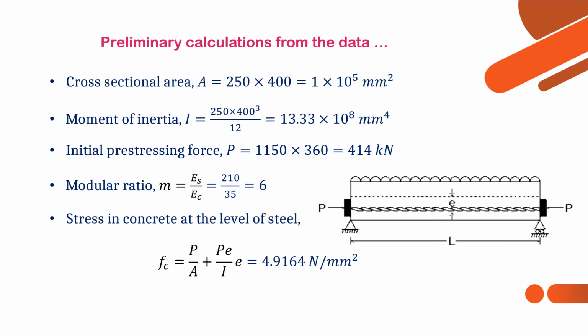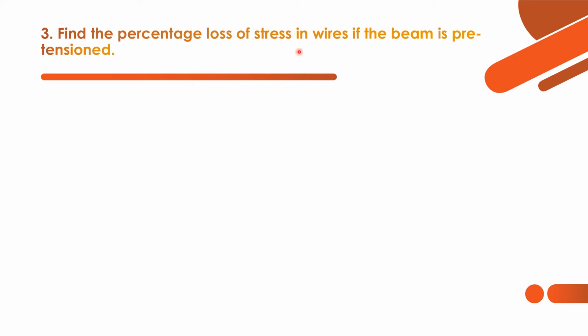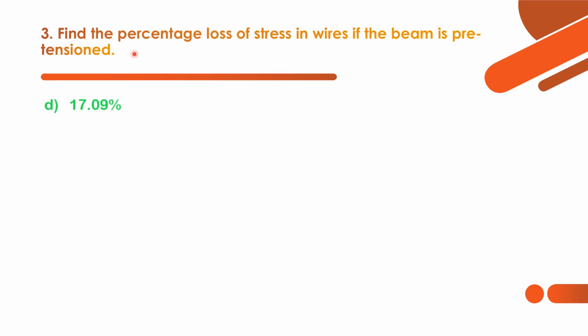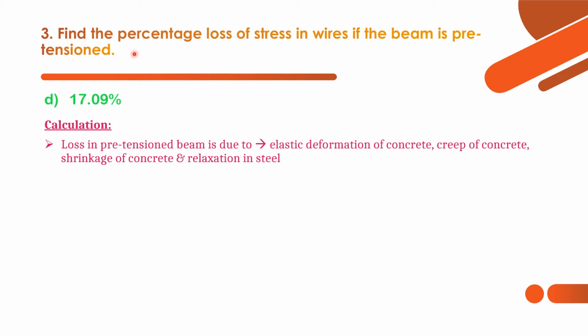Now we shall see the question. Find the percentage loss of stress in wires if the beam is pre-tensioned. So consider all the data and the calculation that we have already done before this. Considering all the data, we have to find the percentage loss of stress in wires in case the beam is pre-tensioned. When the beam is pre-tensioned, we have some set of losses that we have to consider so that we can find the percentage loss of stress, that we shall see now. Here option D is the correct one, 17.09. Now let's see one by one how to calculate, what are the steps we have to follow.